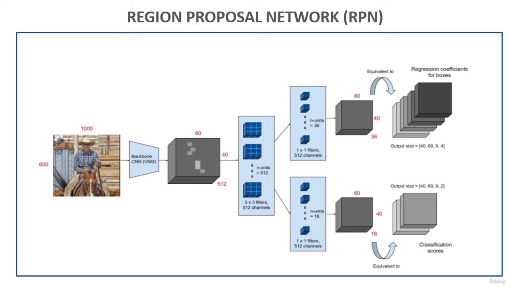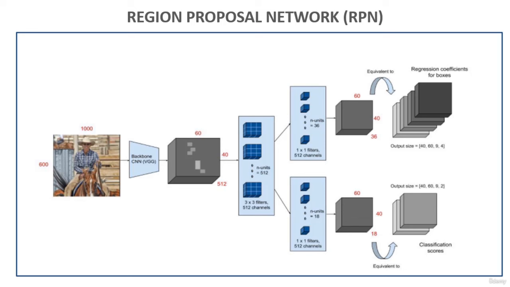Coming back to the diagram again, as you can see, first, a 3x3 convolution with 512 channels or units is applied to the backbone feature map to give a 512-dimension feature map for every location. This is followed by two sibling layers: a 1x1 convolution layer with 18 channels, which, as you can see in the diagram, is for object classification, and then a 1x1 convolution with 36 units for bounding box regression.